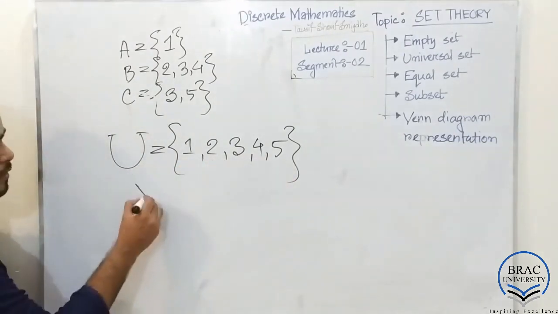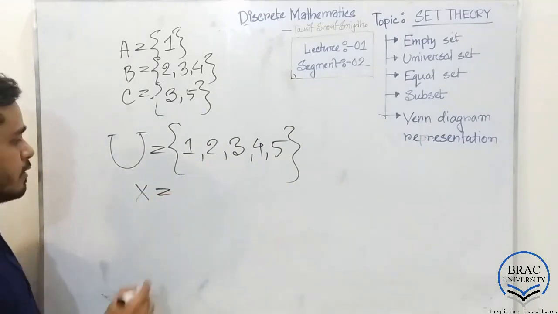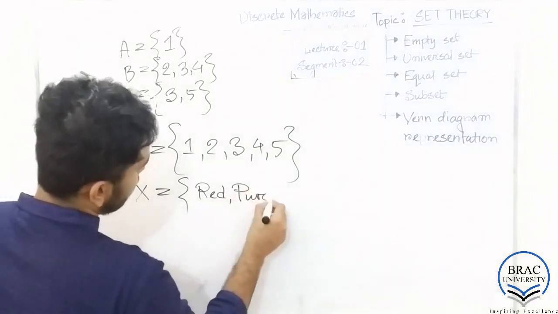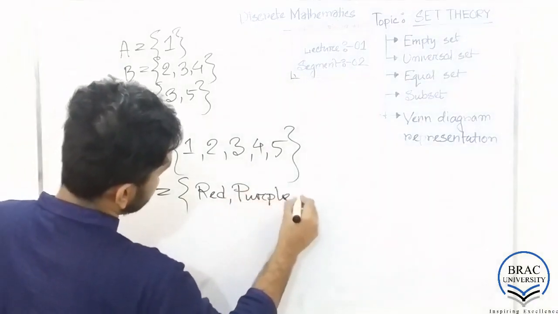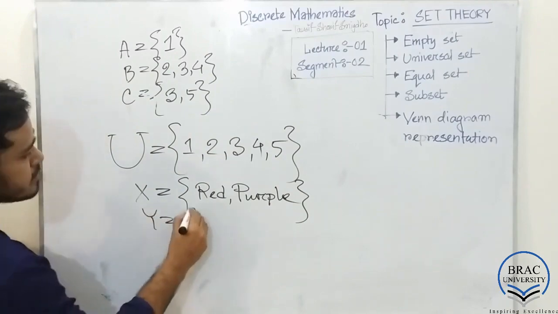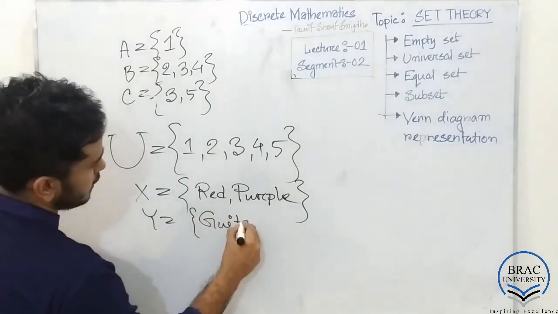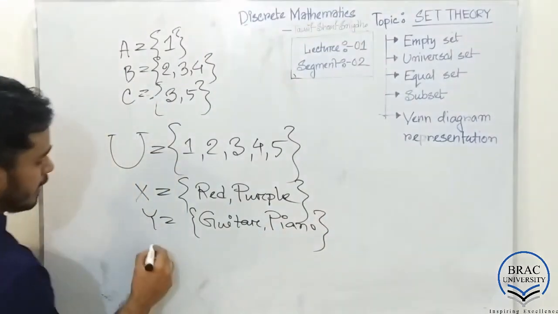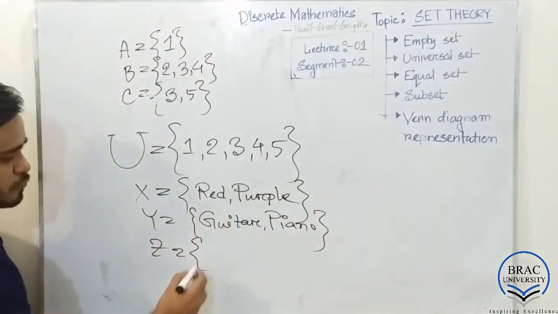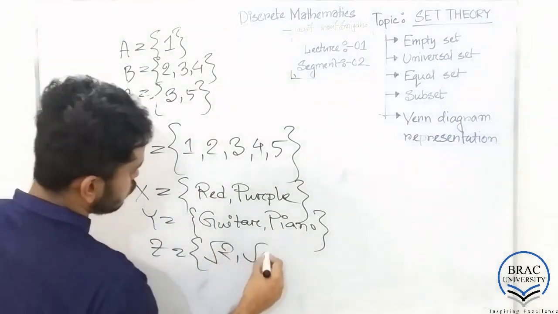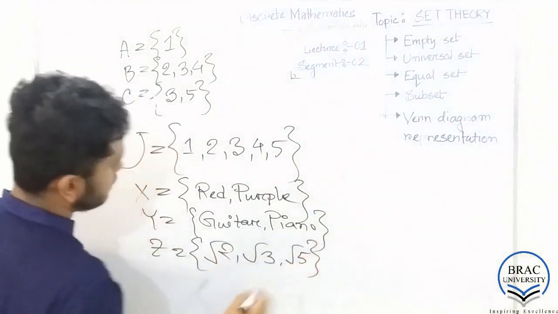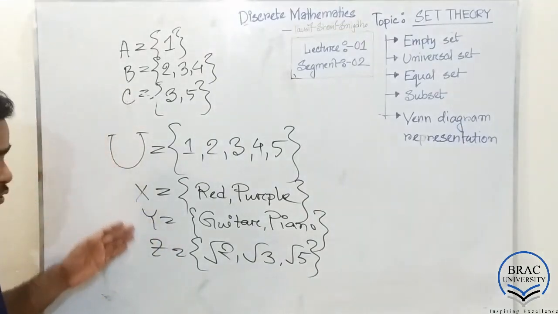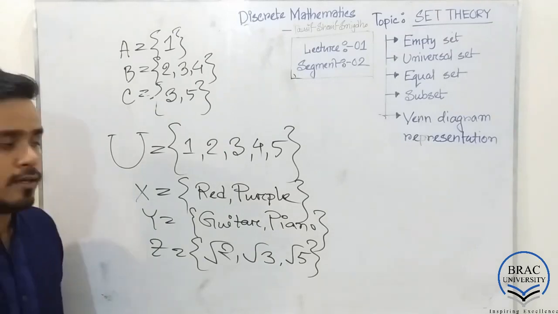Let's have another example. For example, X is the set of 2 colors, red and purple. Y is a set of instruments, musical instruments basically, guitar and piano. And Z is a set of 3 numbers, for example, root 2, root 3, root 5. So can we determine U considering all of these sets?